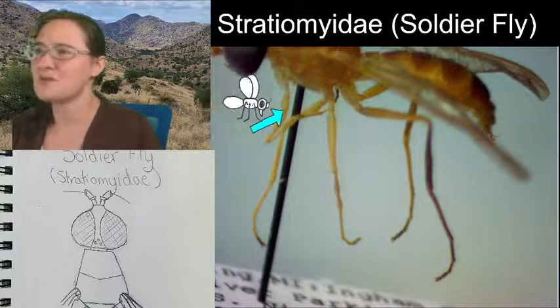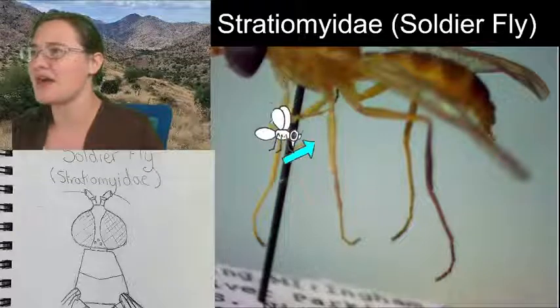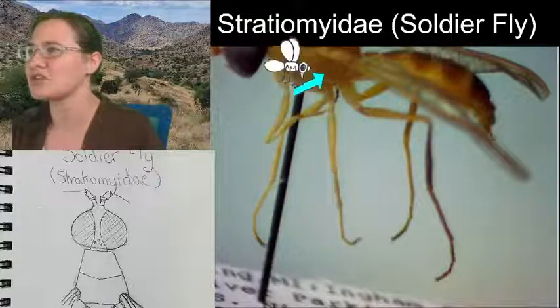This is our femur. We should be able to see a little bit of that, and the tibia. And then we've got all these tarsal segments. So let's look at the middle leg.